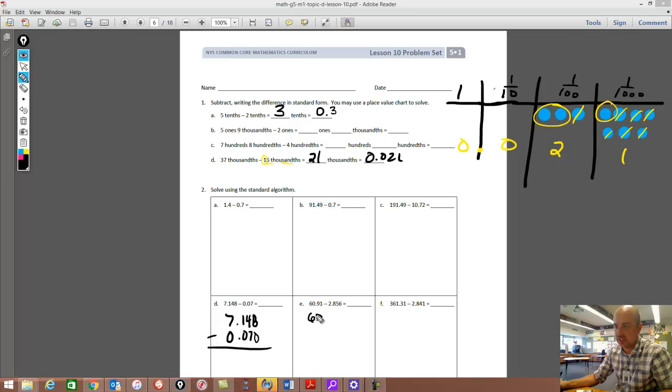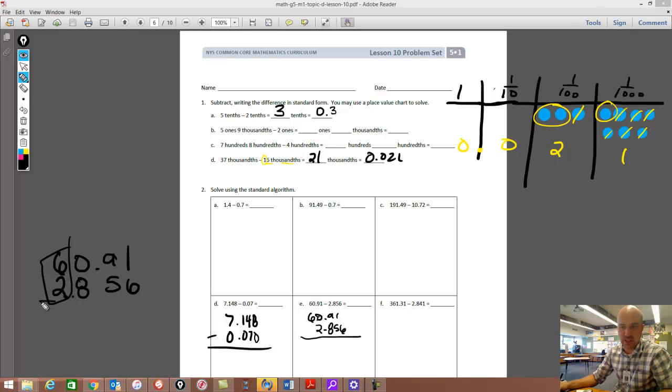Same thing here. I have 60 and 91/100ths, and I have 2 and 856 thousandths. Okay, and this is a great example of why it has to be lined up. If I did 6 0 9 1 and 2 8 5 6, and there's my decimal, this wouldn't be right. I have 60 and I have 2. Well, I can't take this. This is worth 60, but this is only worth 2. And I can't do that.